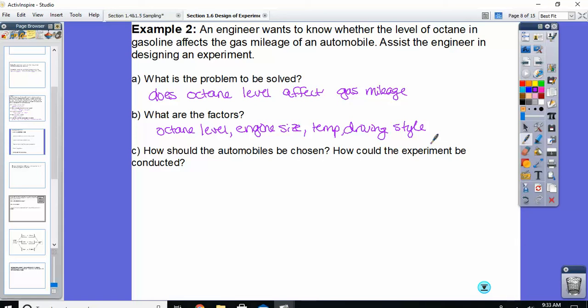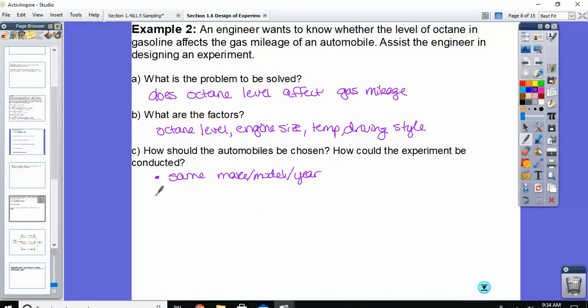So how should the automobiles be chosen? I can't just go out and say, okay, I'm going to test my minivan versus my husband's truck, and I'll put different octane gas in each of them and see who gets better mileage. That's not going to work. So you have to have the same make, model, year. You have to have the same vehicle that you're testing.